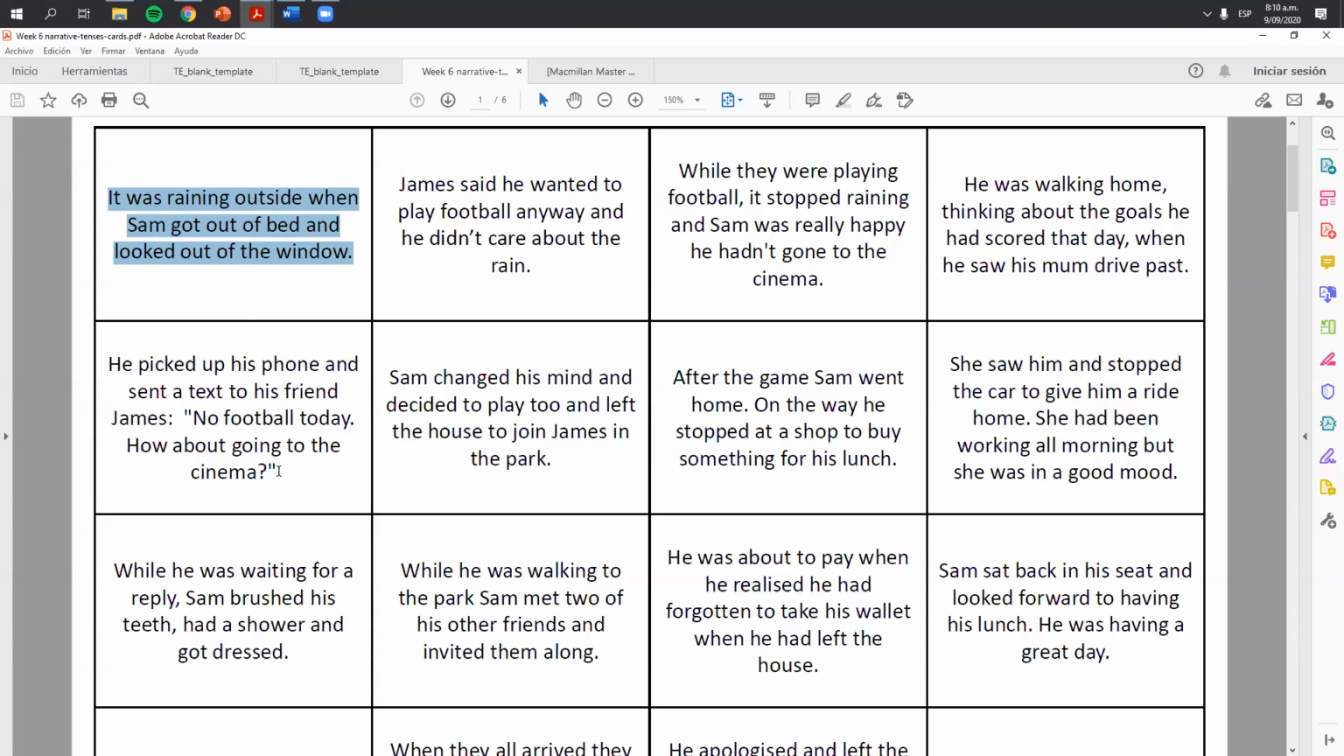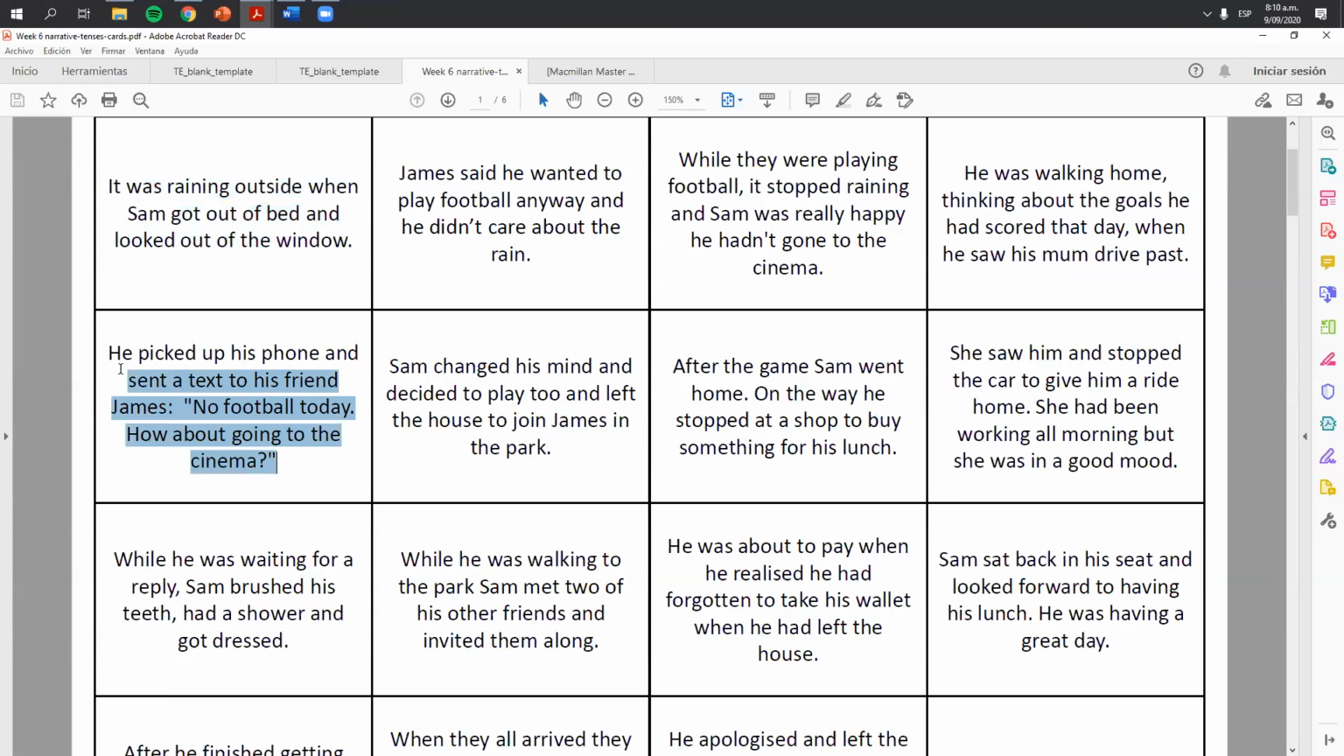Make the corrections. The next one, this one, I would like Ana Maria Buendia, please. Would you please help me with this one? Yes, teacher. He pick up his phone and send a text to his friend James. No football today. How about going to the cinema? Okay, there you go. He picked up his phone and sent a text to his friend. Okay, there you go. No question. This is the second one then. Okay, thank you, Ana Maria.